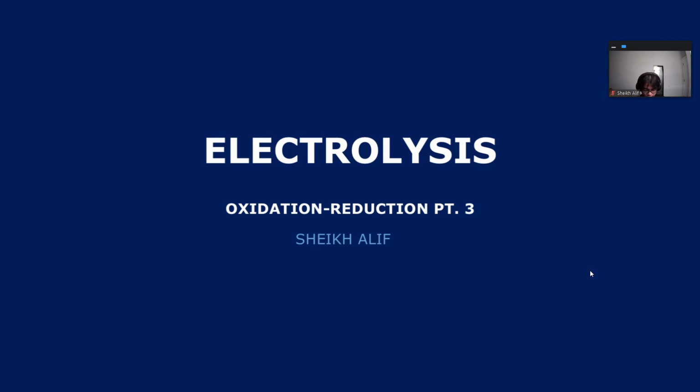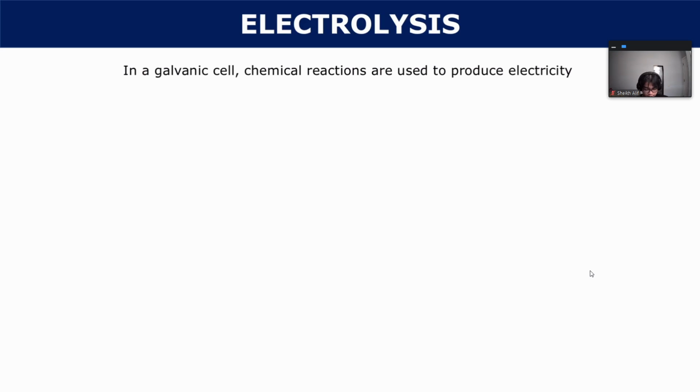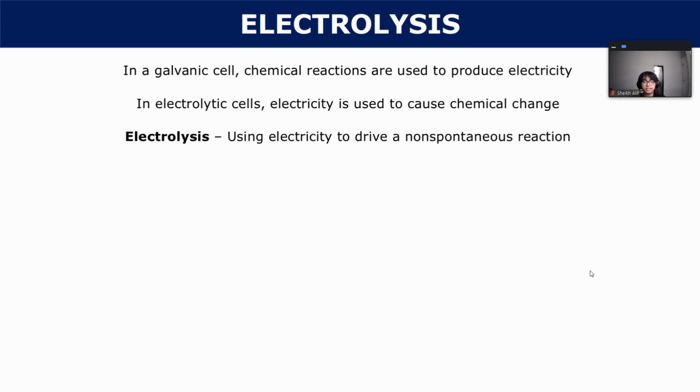Today, we're going to be talking about electrolysis. Let's talk about what electrolysis is. Remember, in a galvanic cell, chemical reactions are used to produce electricity. In an electrolytic cell, electricity is used to cause chemical change. Electrolysis is simply using electricity to drive a non-spontaneous reaction.